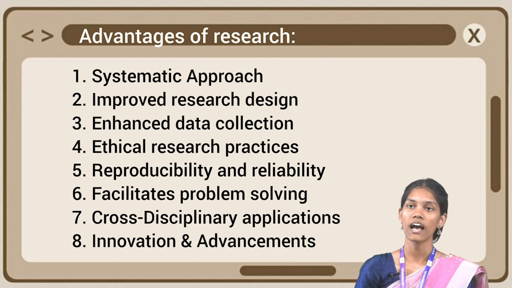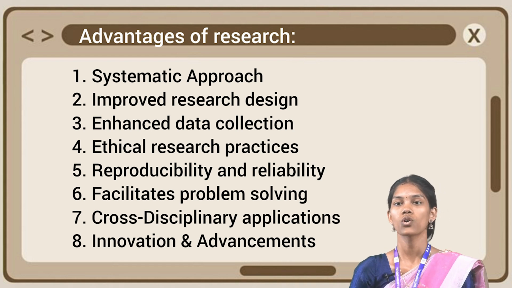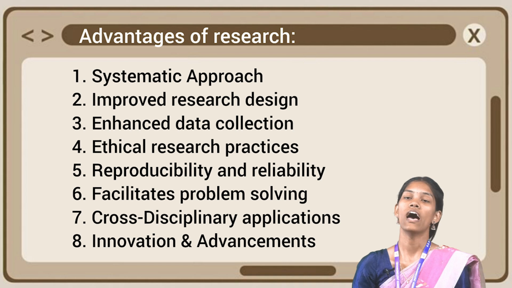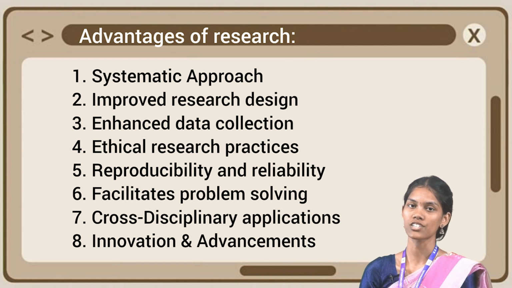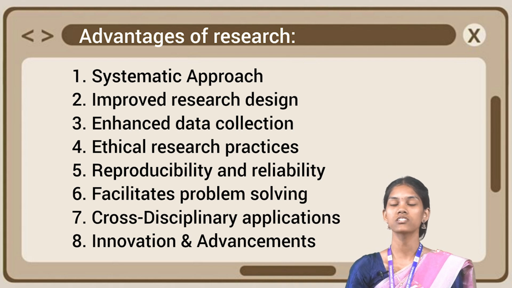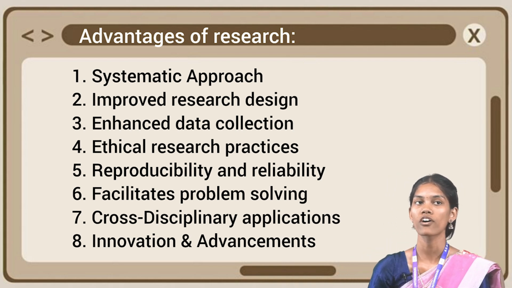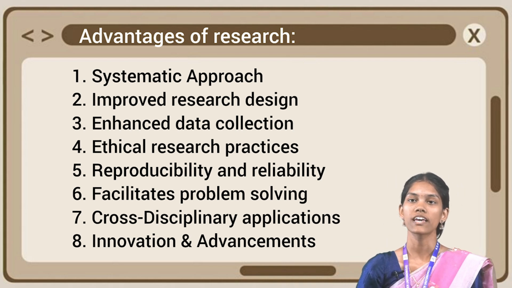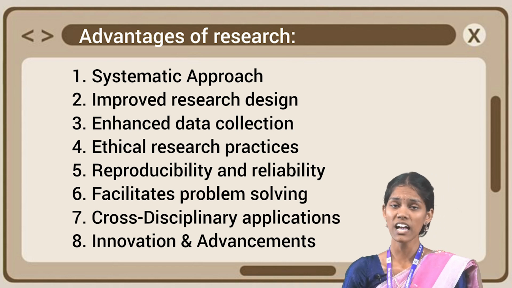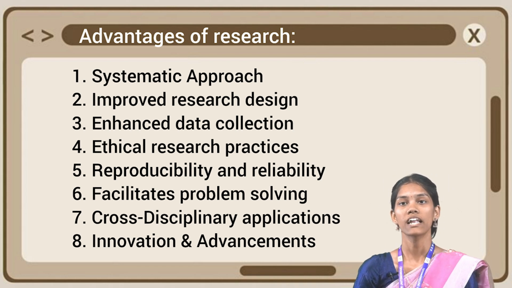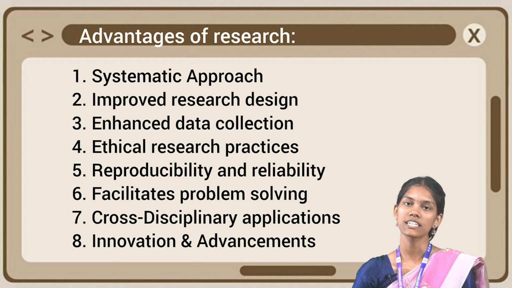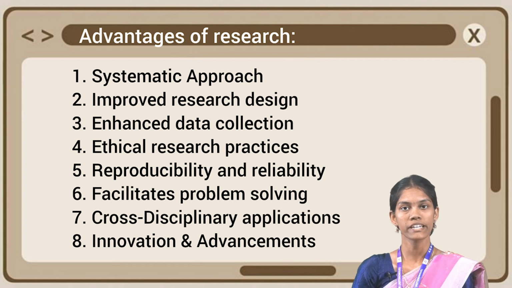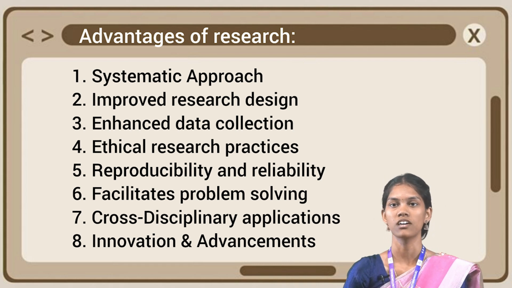And then enhanced data collection. Research facilitates enhanced data collection. So when a researcher does research on around 300 people or 500 people, he can easily collect the data from them, and it improves the data collection methods. Data collection has two types, primary data and secondary data collection.